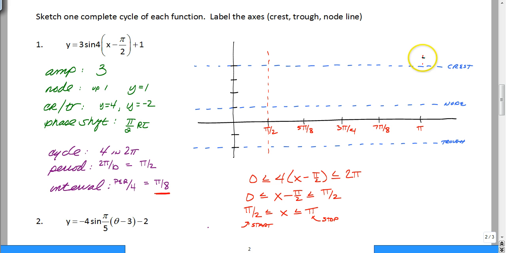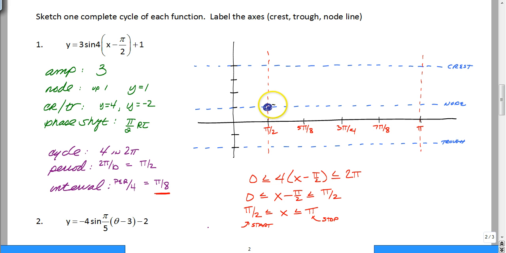Now the last thing you have to do is remember that sine is always going to start right here at the origin. But since we're moving up 1 and pi over 2 to the right, you can see that's where we're starting. See, look, we went pi over 2 to the right and going up 1. And that's why this is your start. You still start at the origin.